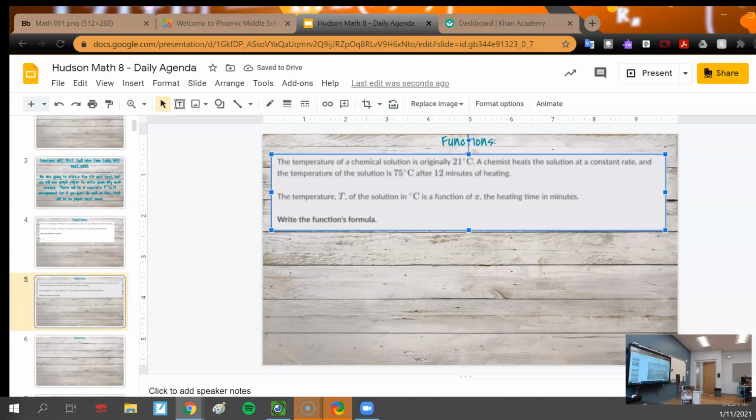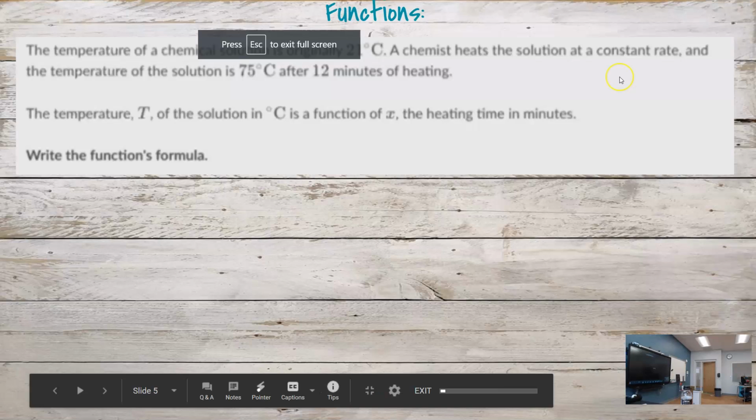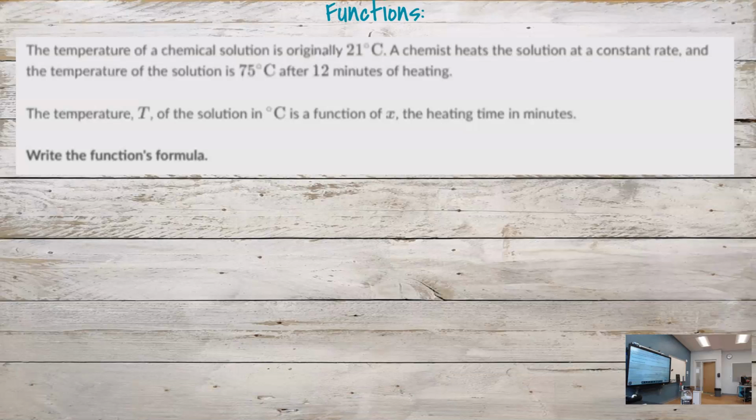Okay. Alright, Dawn, you can stay on my Zoom or whatever you want to do. The temperature of a chemical solution is 21 degrees originally. A chemist heats the solution at a constant rate, meaning that the slope will stay the same, right? It will be a linear function since it's a constant rate.